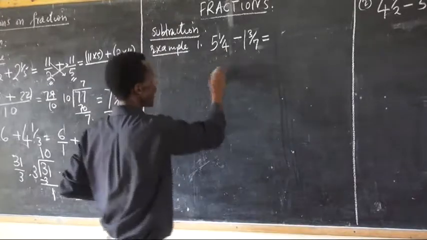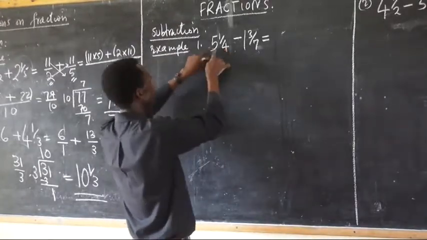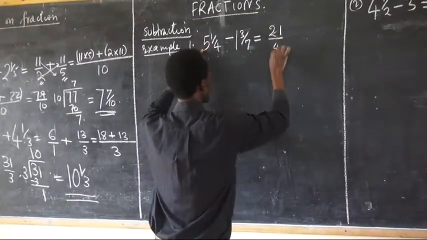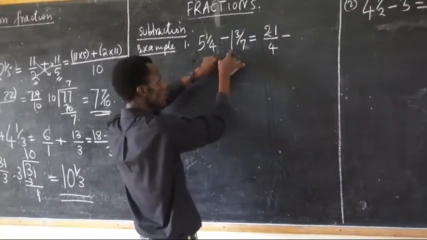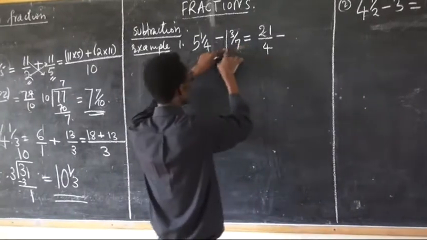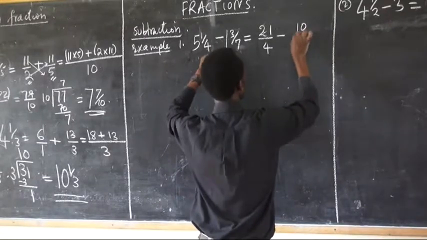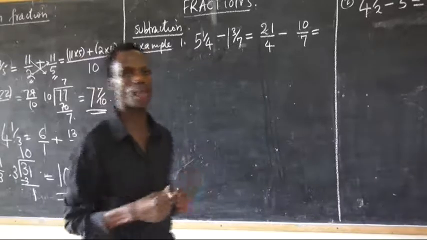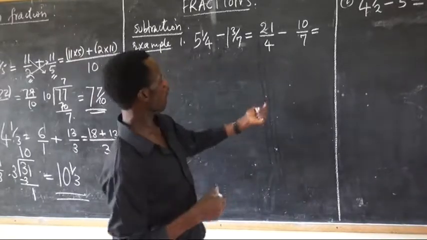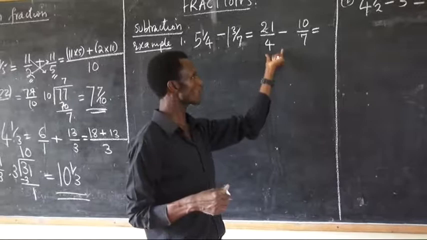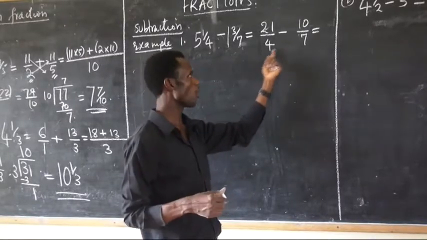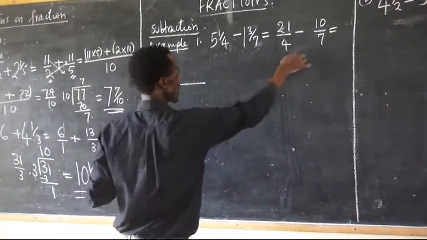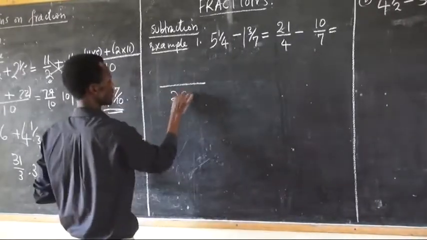You convert this one, that is to say, 4 times 5 plus 1, it is 21 over 4. Now minus, 7 times 1 plus 3, which is equal to 10 over 7. Now we have converted the mixed fractions into improper fractions. So now we need to find the LCM of the denominators. We have 4 and 7, so 4 times 7 is equal to 28.